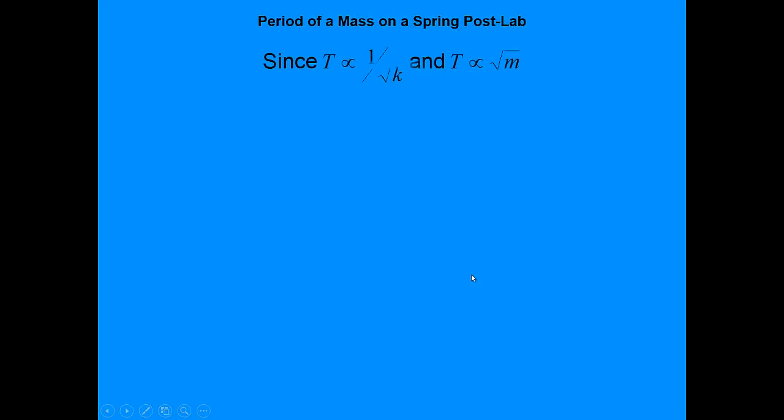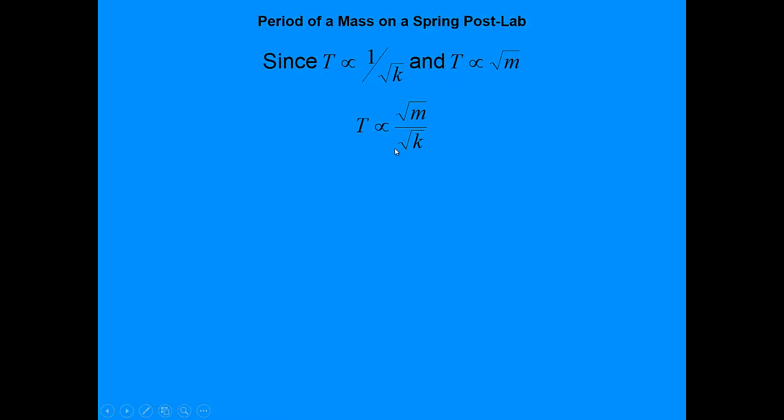So, we now know two things. We know that the period is proportional to 1 over the square root of the spring constant, and the period is proportional to the square root of the mass. Put those two together, right? And the period is proportional to the square root of the mass over the square root of the spring constant. You multiply those together. Remember how we've done that before in multivariable labs? Right? You multiply them. And then we can redo this to make it look a little nicer.